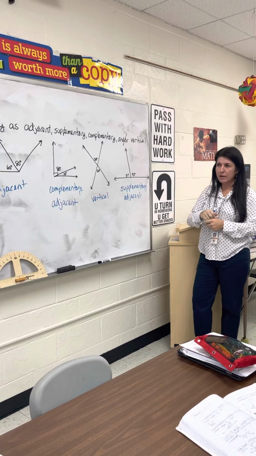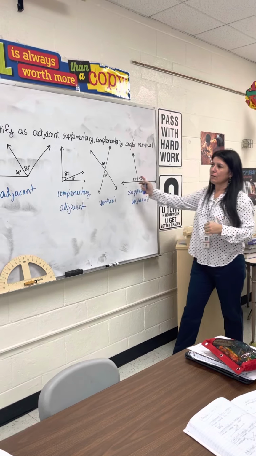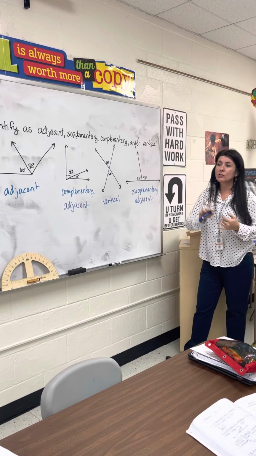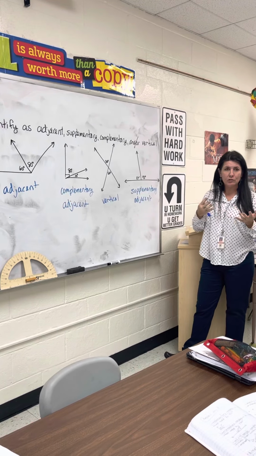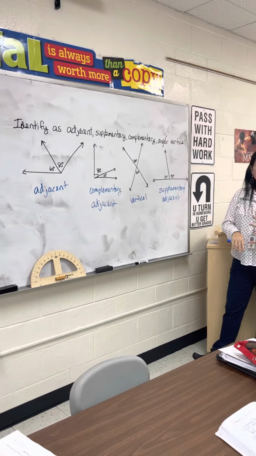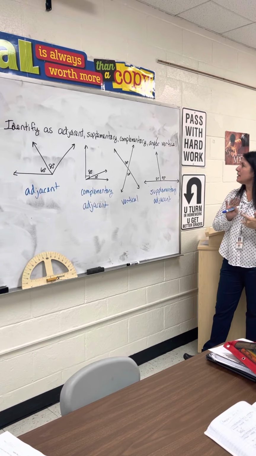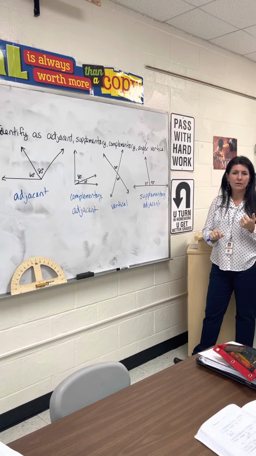Okay, so I want you to be able to identify the 4 kinds of angles. I also want you to be able to know their features. So adjacent or next to, supplementary adds to 180, complementary adds to 90, and vertical are across from one another and congruent.